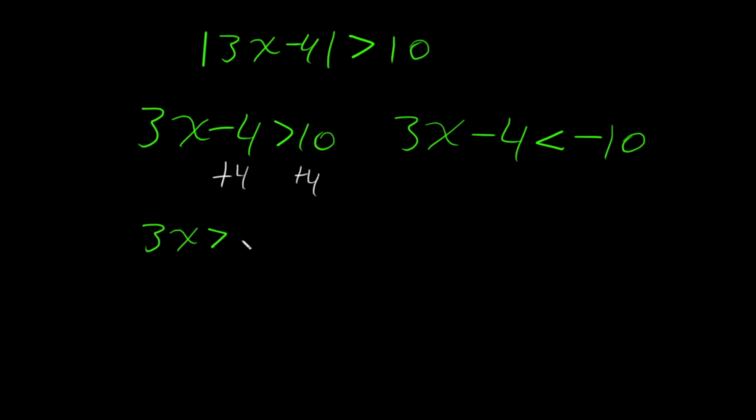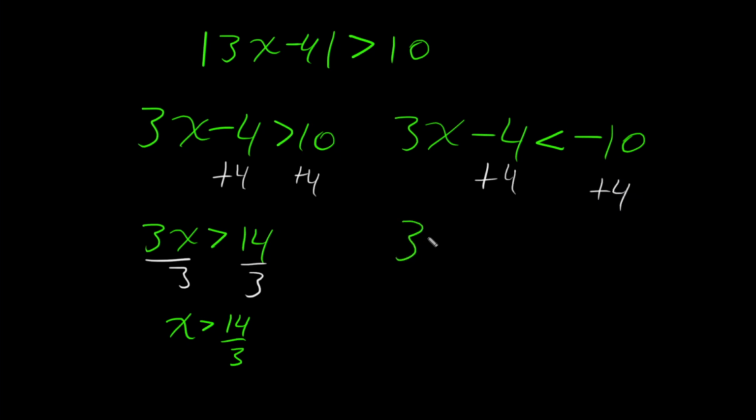3x is greater than 14. Divide by 3. X is greater than 14 thirds. Over here, same thing. We'll add 4 to both sides. 3x is less than negative 6. We'll divide by 3. X is less than negative 2.